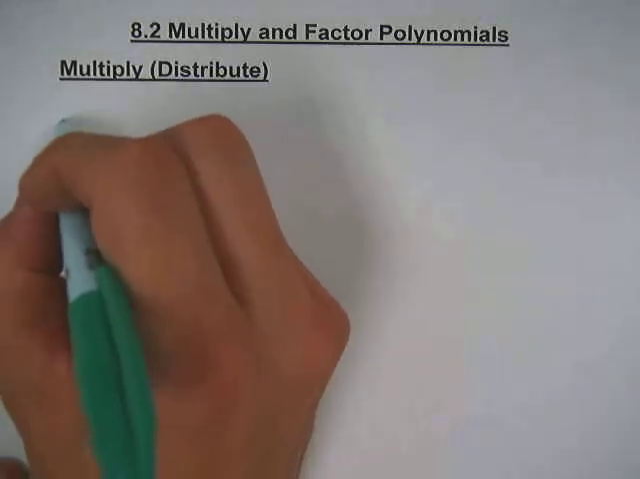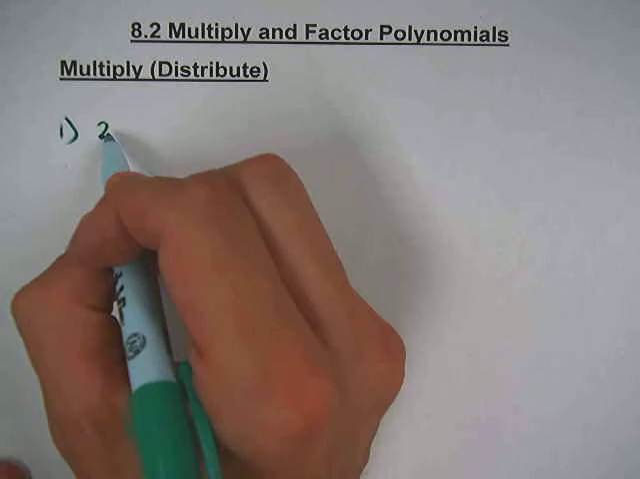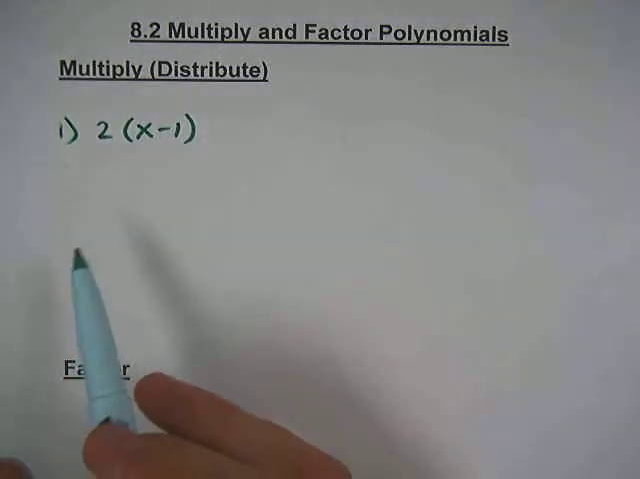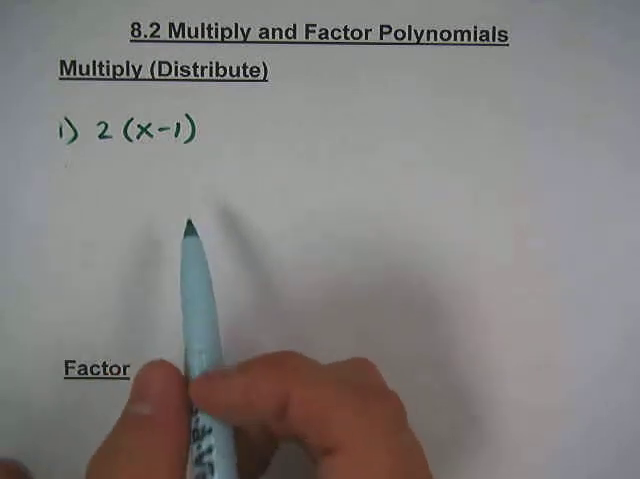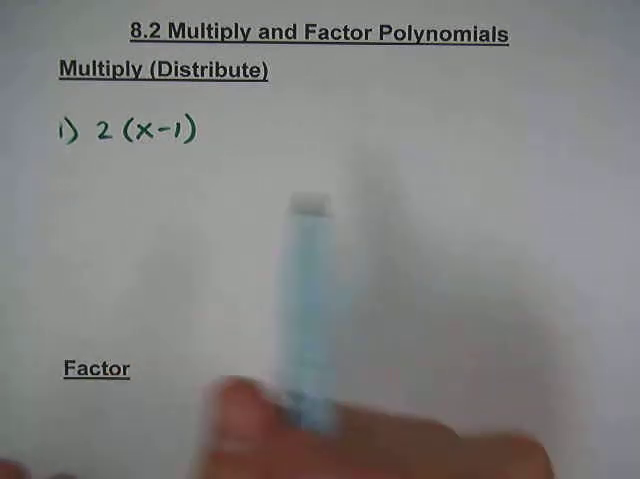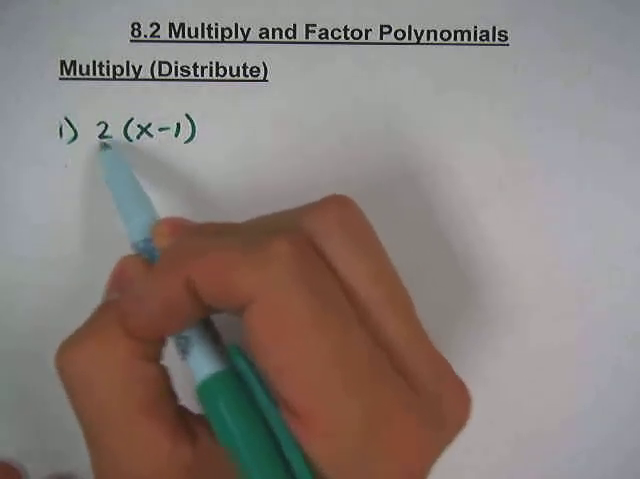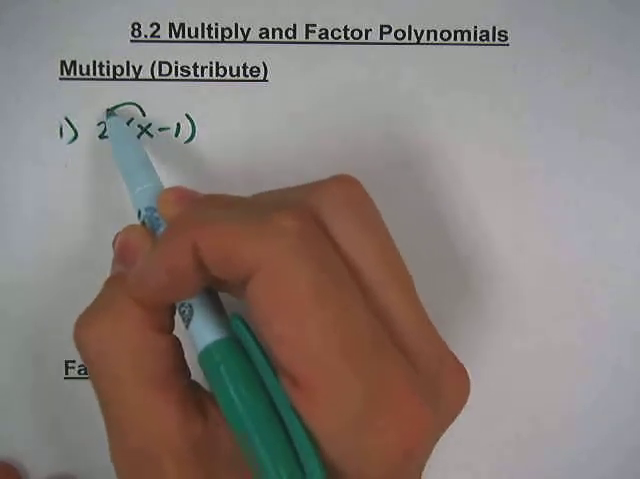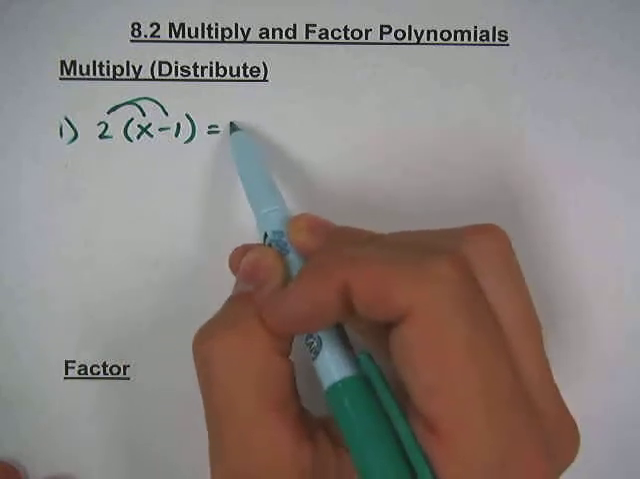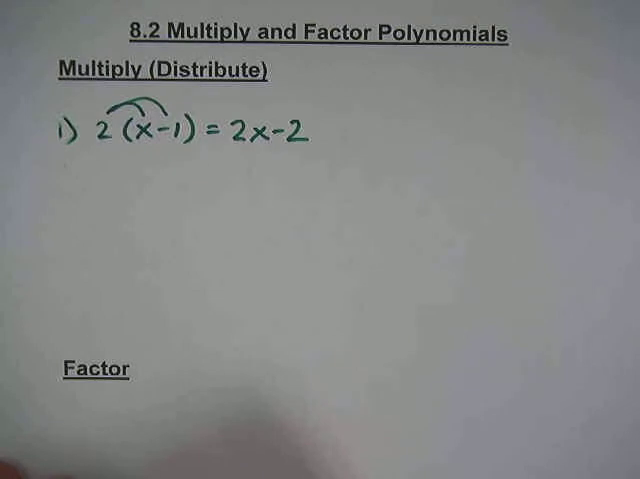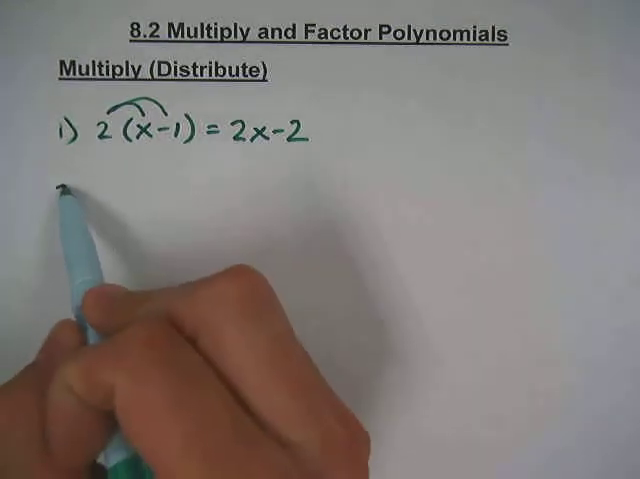So for instance, if I have an example like 2 and then parentheses x minus 1. Now the way you say that would be 2 times the quantity of x minus 1. Distributing, as we should already know, just simply means you're going to multiply whatever is on the outside to everything on the inside. So we just end up with 2x minus 2. Fairly simple. It can get a little more complex.